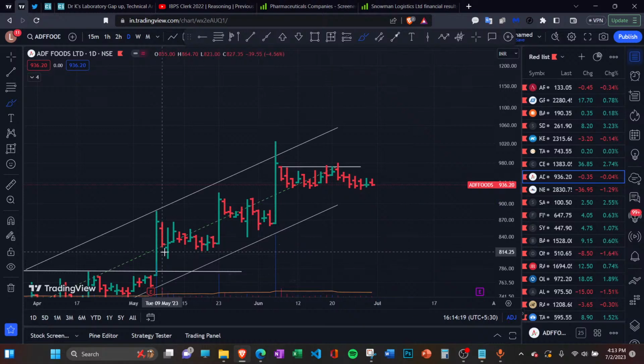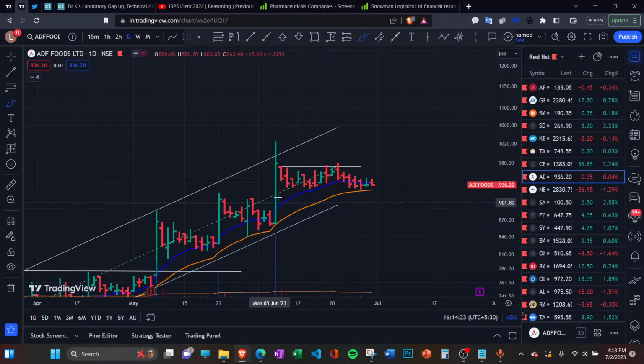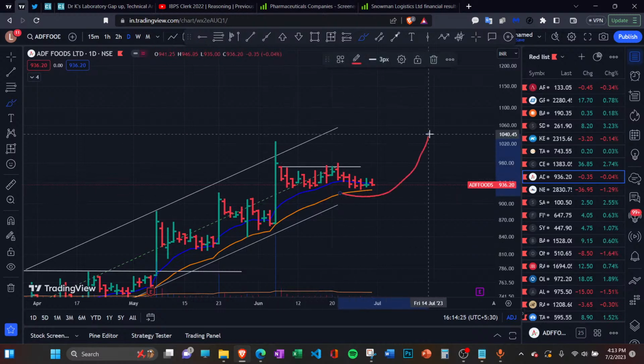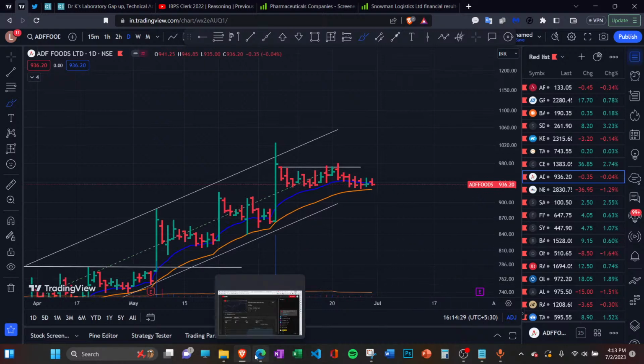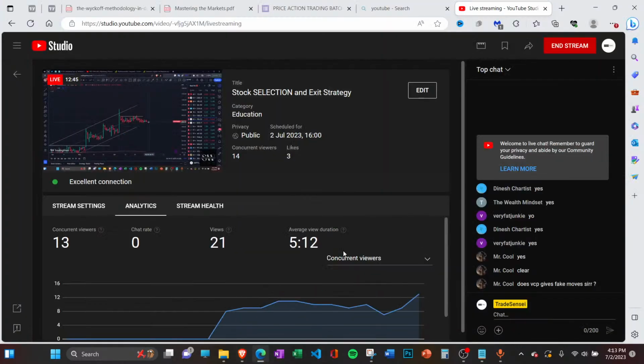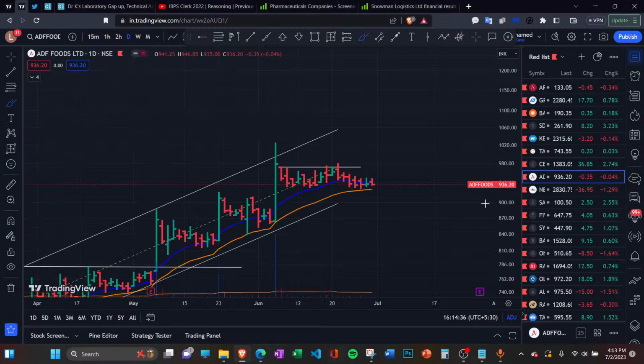Again if a stock is in a good uptrend, if it is above the short term moving averages, we have a bias that it may expand on the upper side, but that may not be the case every single time. Okay, so I think this topic is clear. Yeah, VCP definitely does fake moves, because there is nothing certain in the market, right?